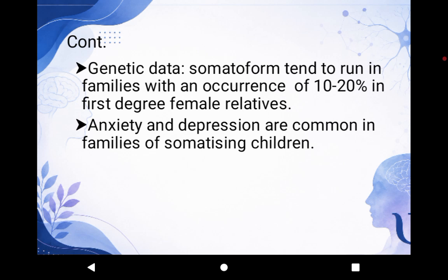Alright, so we can also go further to look at the genetic data. Somatoform disorders tend to run in families, with an occurrence of 10 to 20 percent in first degree, that is female, relatives. Then we can also look at anxiety and depression, which are common in families of somatizing children.